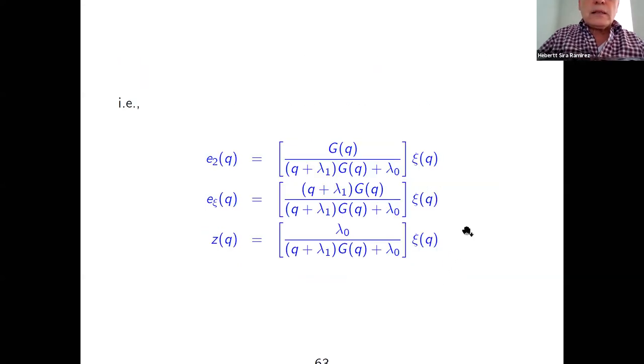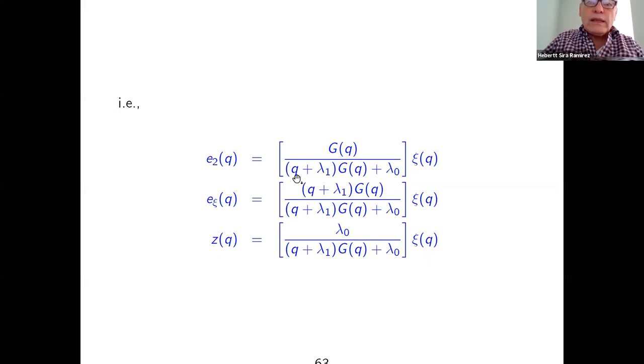And we obtain this set of sensitivity functions. This is the state estimation error sensitivity function with respect to the disturbance input. This is the estimation error of the disturbance in relation with the disturbance itself. And this is the disturbance estimate in terms of the disturbance itself.